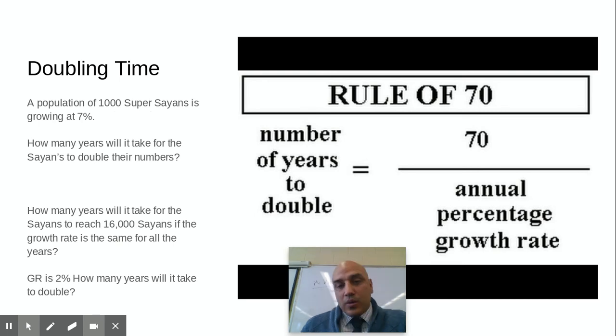If the growth rate was stable, then in another 10 years, I would have 4,000. Another 10 years, I would have 8,000. Another 10 years, and so on and so forth. So even though you're taking the growth rate, which is 7%, you're not really dividing by 7%. You're dividing by 7. And 70 divided by 7 is 10 years.